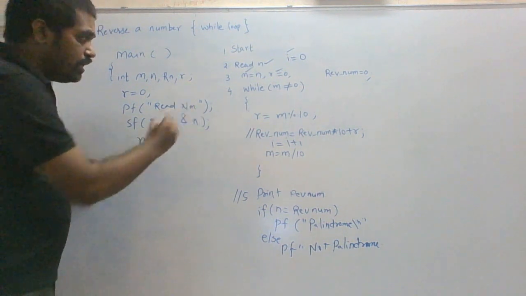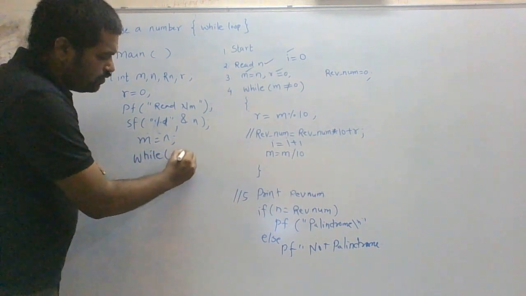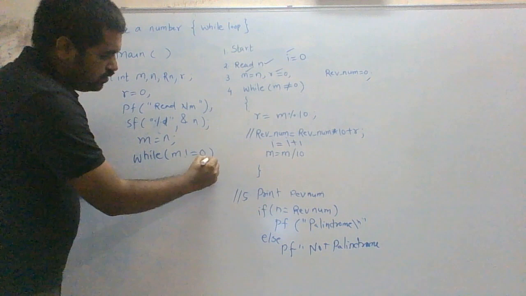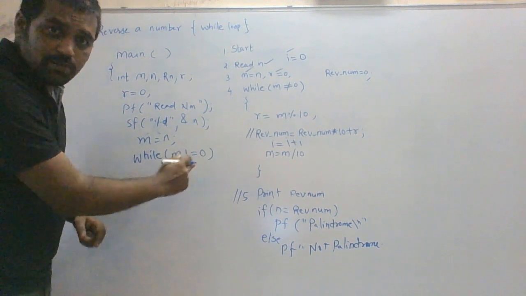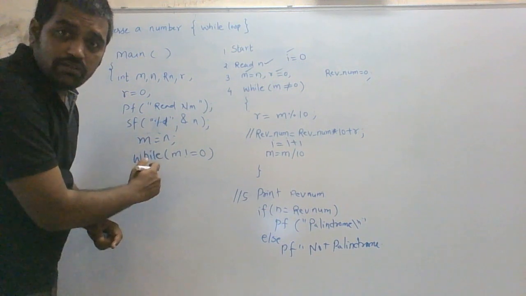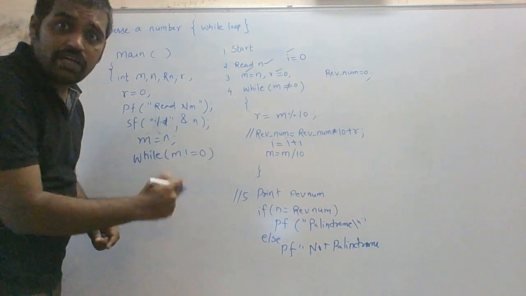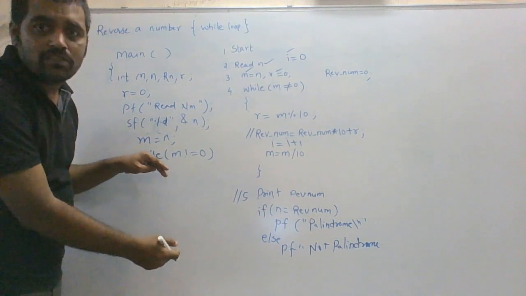So now m is equal to n, then while m is not equal to 0. While m is not equal to 0, remember that you should not give a semicolon to the while loop. You should not give a semicolon to the for loop. You should not give a semicolon to the if statement. If you do that, then further statements will not be executed.